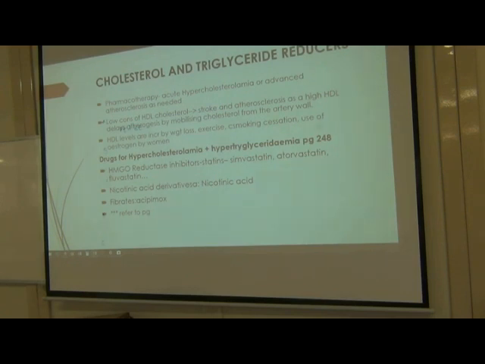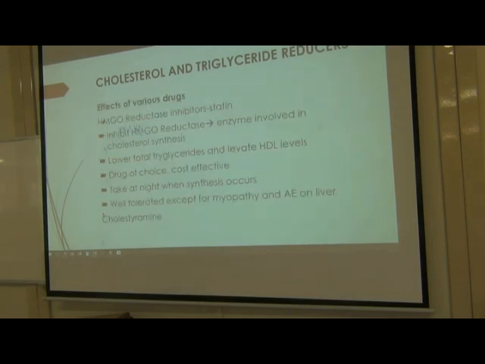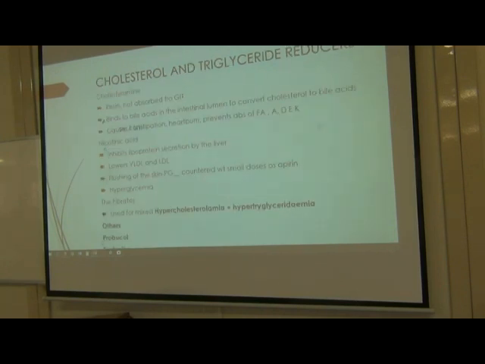All right. And then I think I have the mechanism of action of statins here. They inhibit HMG-CoA reductase, which is involved in cholesterol synthesis. Okay, they inhibit an enzyme involved in cholesterol synthesis. And usually it's advised that they should be taken at night because cholesterol synthesis usually takes place at night. And the statins are the drug of choice, and they are also cost effective. So you can read the others, and that would be it.